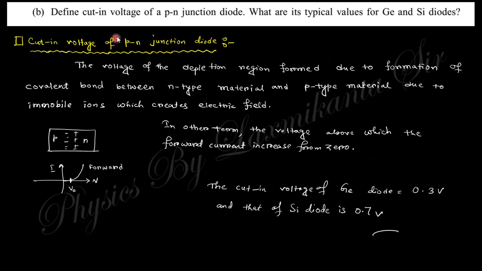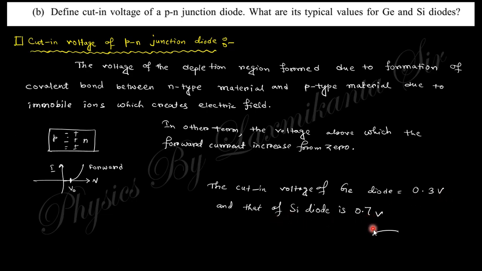Next question: define the cut-in voltage of a PN junction diode. When we apply a forward bias voltage, there is a certain minimum value of voltage above which the forward current is obtained. This minimum voltage required to get the forward current is known as the cut-in voltage. The typical value of the cut-in voltage for germanium is 0.3 volt, and for silicon it is 0.7 volt.